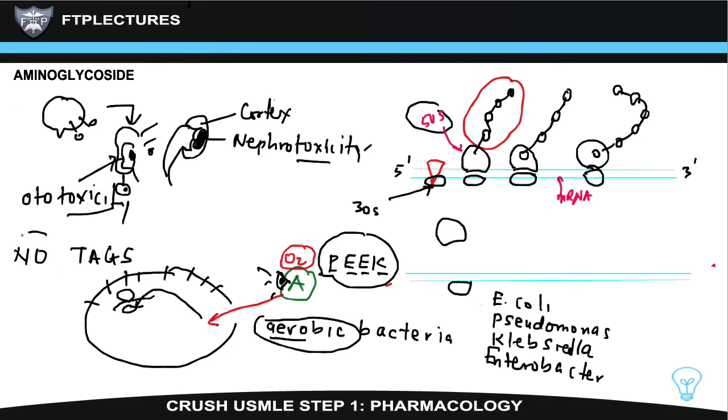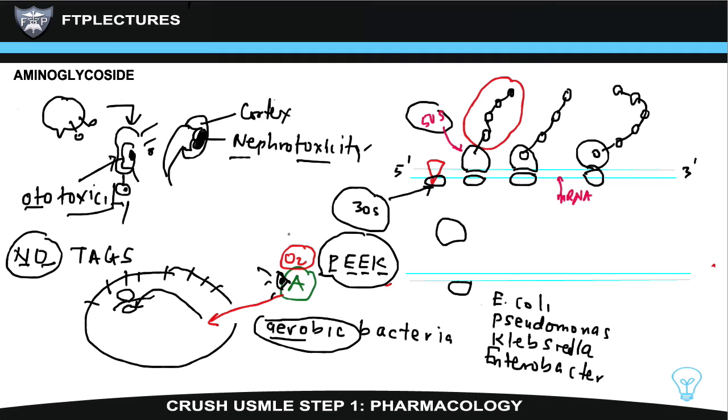So remember, the mnemonic was NO TAGS. The N stands for nephrotoxicity, O stands for ototoxicity. And the drugs like to peek into the cell so they can go and stop the 30S subunit to prevent the initiation complex. And that's basically all you need to know for aminoglycosides.